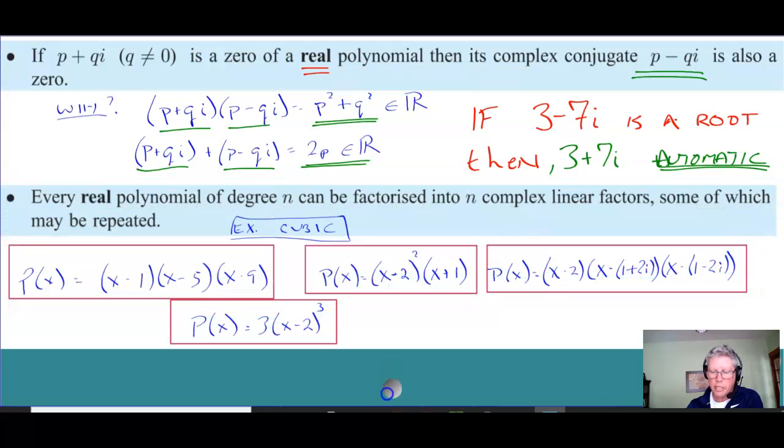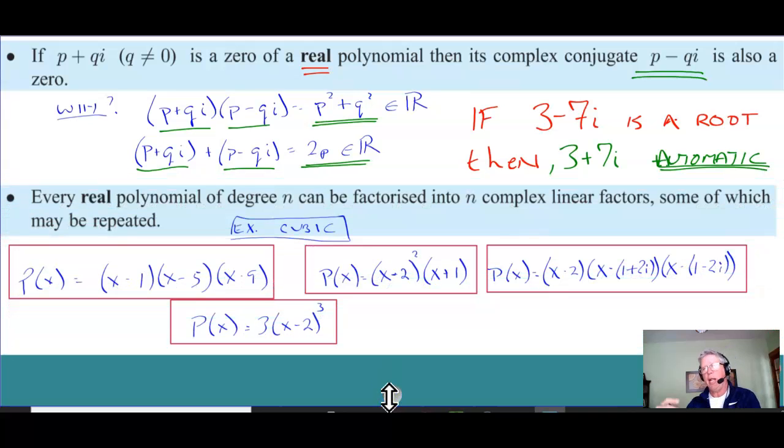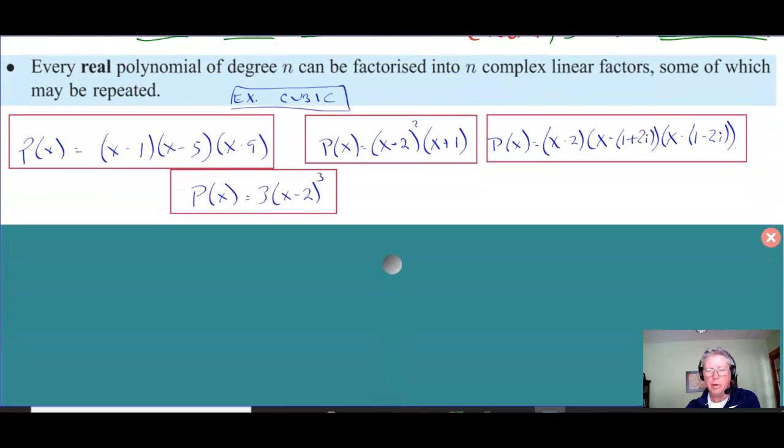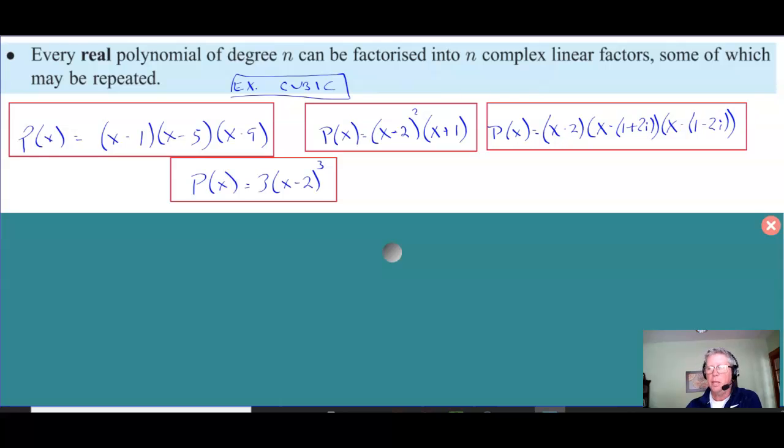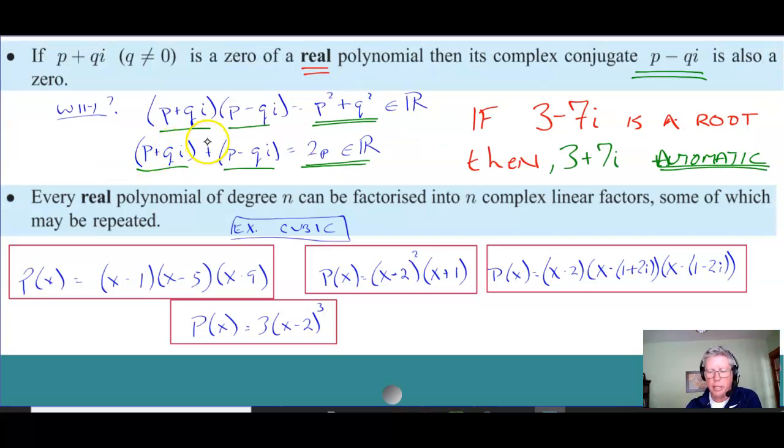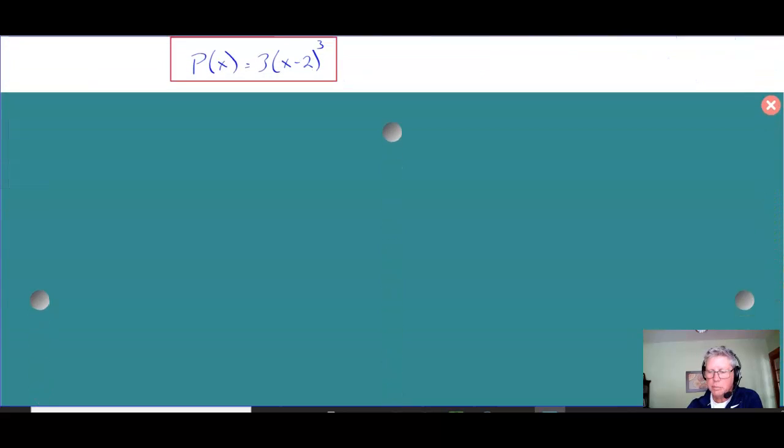All right, the second thought, and I split them up to give you a few little examples as we went. Every real polynomial of degree n has n complex linear factors. What does that mean? Well, it just means I can write it like this, or it might be I have one squared and one to the first power. Maybe I have complex roots and they're written like that, or maybe a repeated root. So that's what that one means.